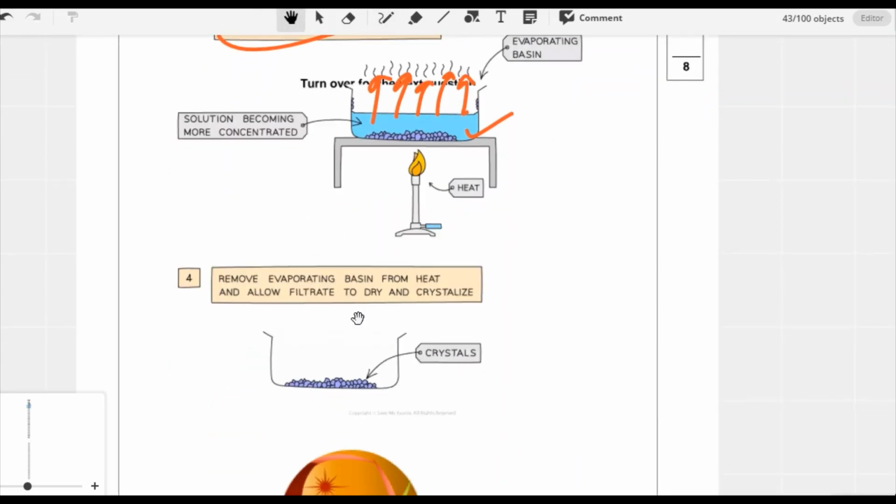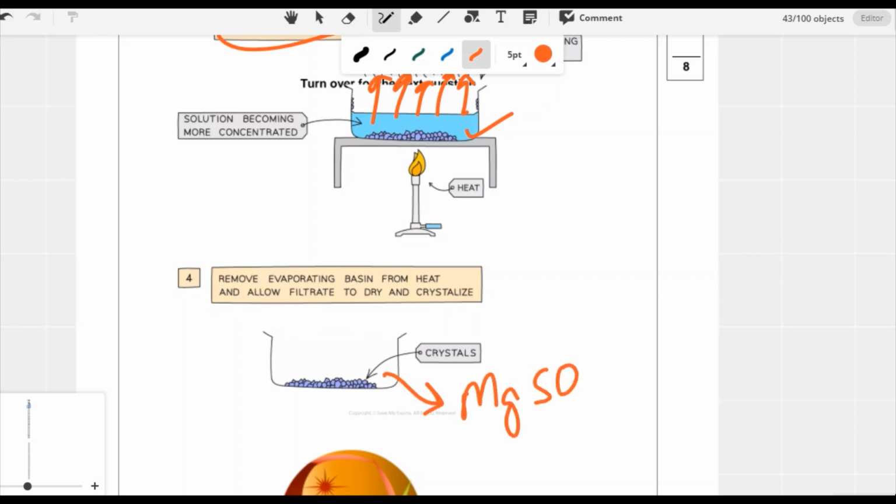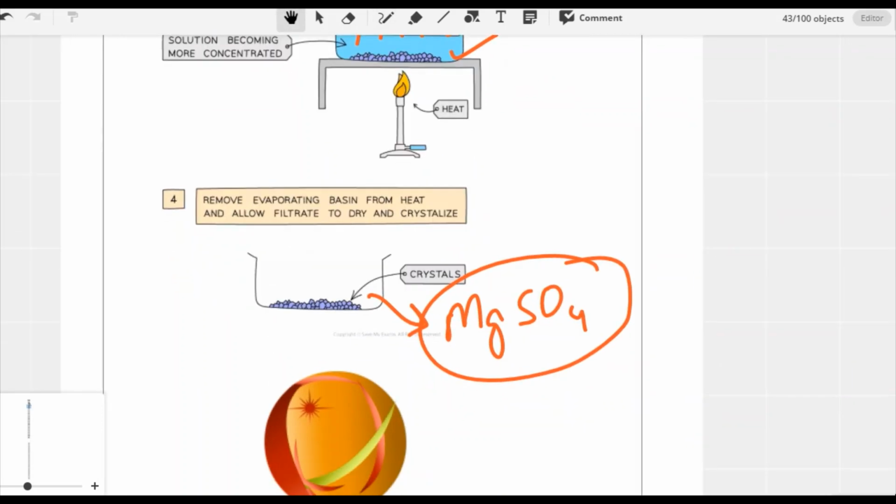Now step 4. Step 4 is the last step, in which we remove the evaporating basin from the heat and allow the filtrate to dry and crystallize. So here we have the end product, that is magnesium sulfate. That is the way in which we can achieve the full marks.